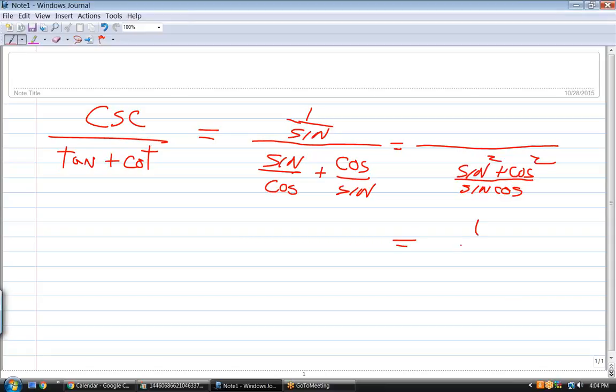Okay, so what I have is 1 over sine in the numerator, and in the denominator I have 1 over sine cosine. How do we simplify that? Multiply by the reciprocal. What do you get? Wouldn't you just get cosine? Yes.